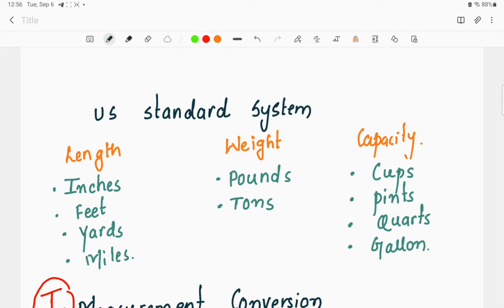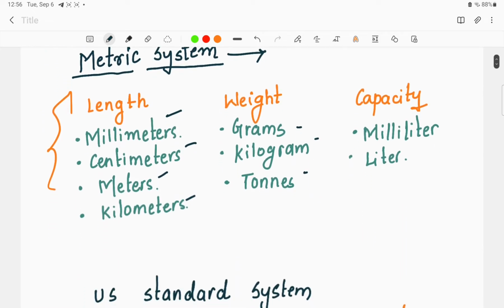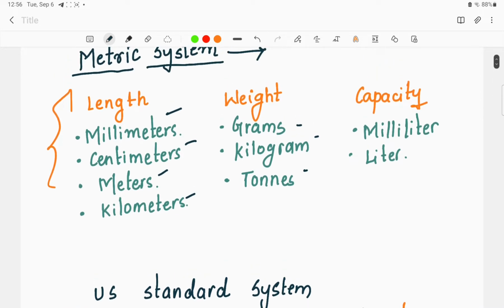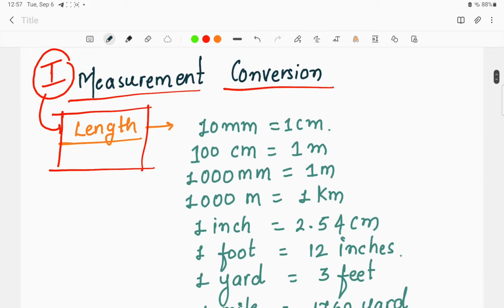Okay, so this is not the system from which maximum questions can be asked. Actually, questions can be asked for conversions and all. But you must be able to understand which units actually come under the US standard system and the metric system. That is, in the metric system and the US standard system, which kind of units come, we must be able to understand that, right?